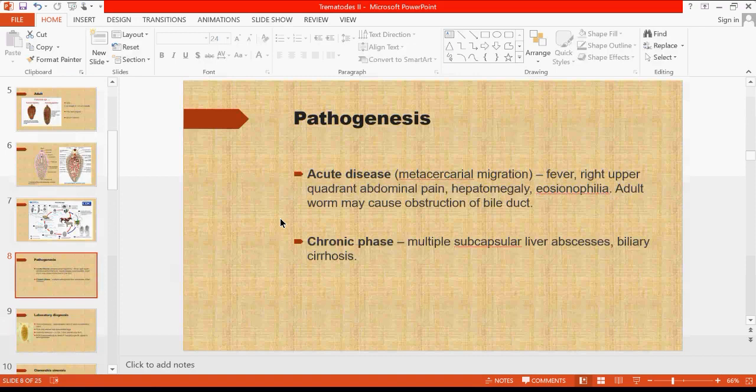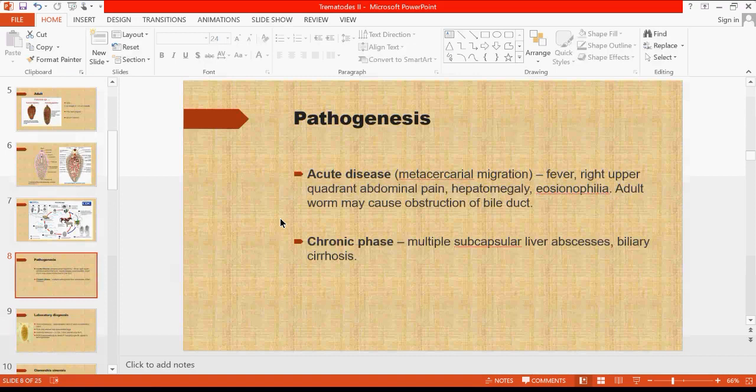The pathogenesis, as you know: when we ingest such encysted metacercariae, they hatch out and penetrate the intestinal tract. They come into the peritoneal cavity and migrate up to the liver, encroach on the parenchymal system of the liver, and when they reach the liver tissue, they change their shape into the adult form.